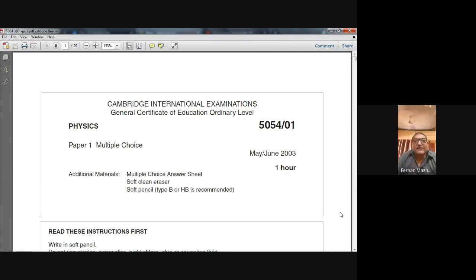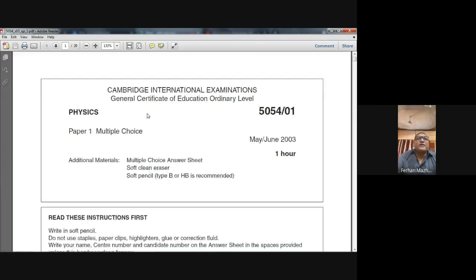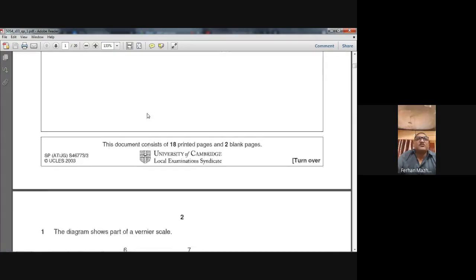And today, we have set our hearts to solve May June 2003 paper 1. This paper is a paper of MCQs. We call it paper 1. So let's start. And 1 hour is allowed for this paper. So let's have a look at the first question.